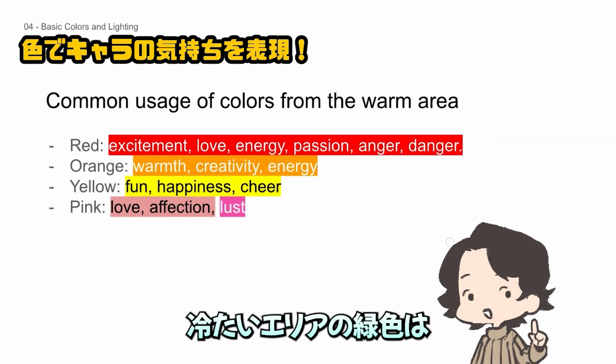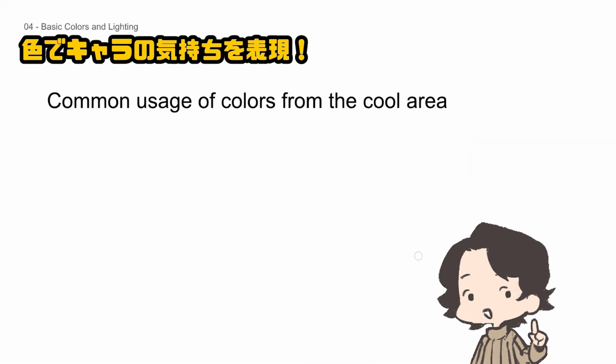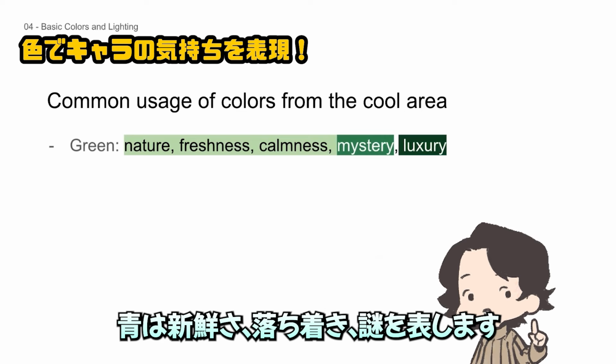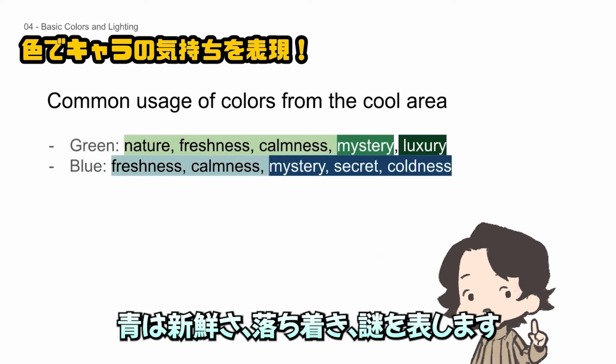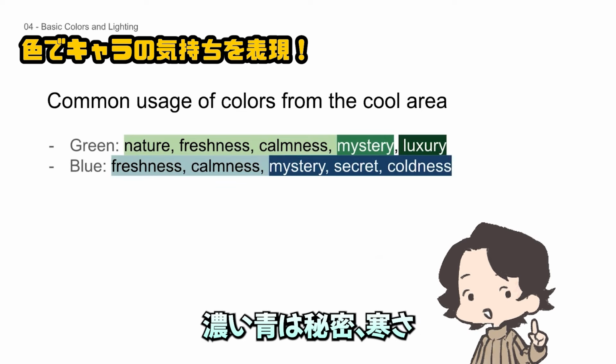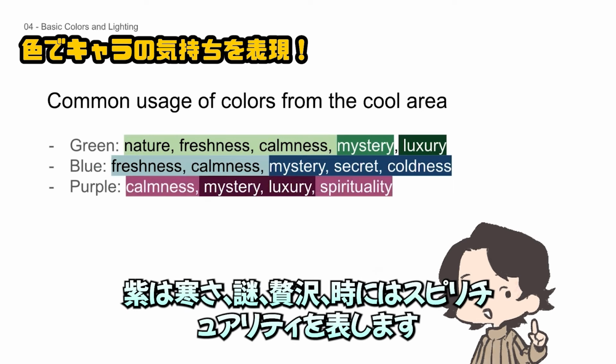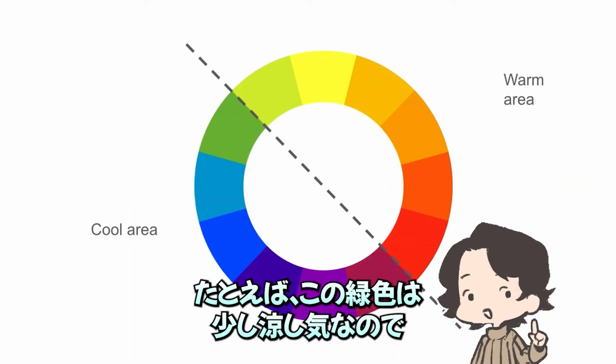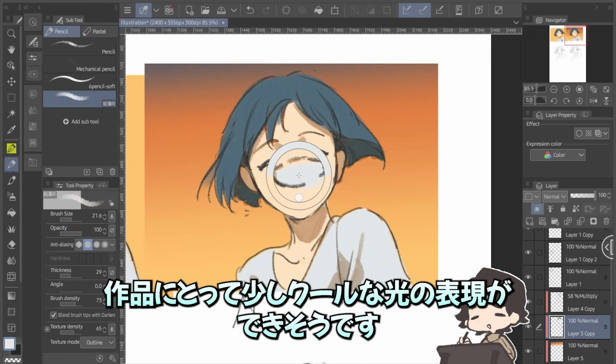And for green, the color from the cool area, it represents nature, freshness, calmness, mystery, luxury. And for blue, it represents freshness, calmness, mystery. For dark blue, secret and coldness. And for purple, it represents calmness, mystery, luxury, and sometimes spirituality. Remember that even one color doesn't have the same shade. So for example, change the shade of the green to be a little cooler.